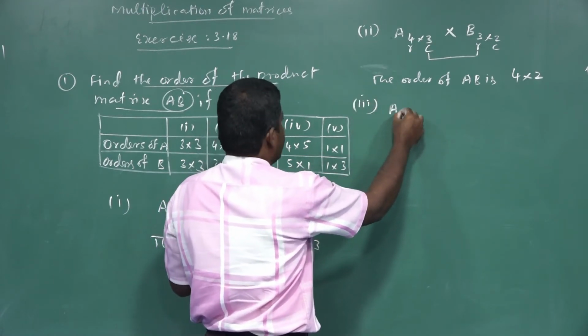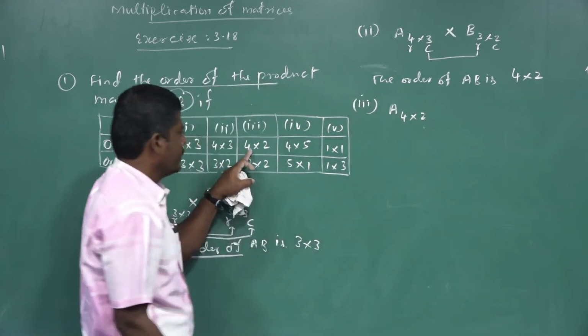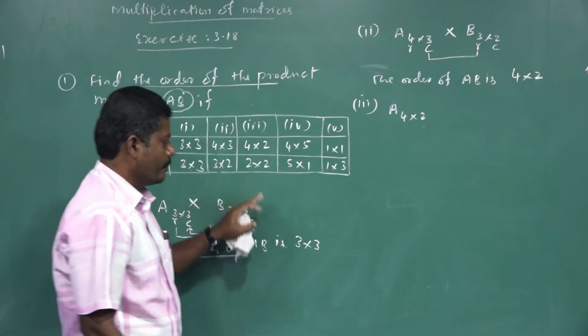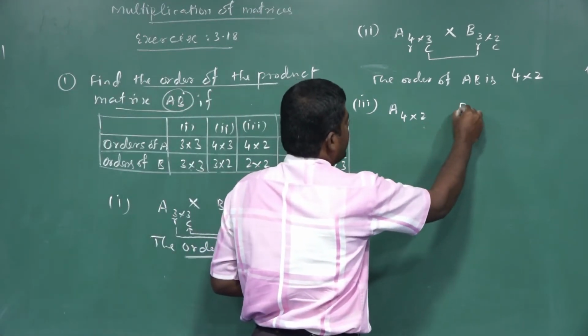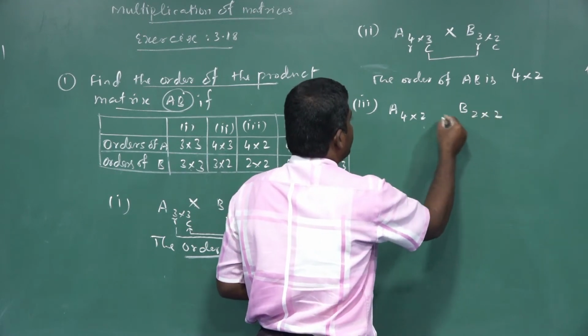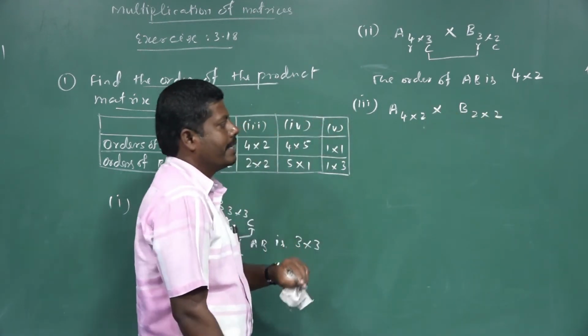A matrix order 4 by 2. B matrix order 2 by 2. You want to multiply both the matrices.